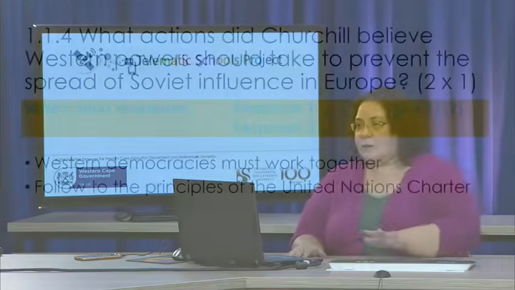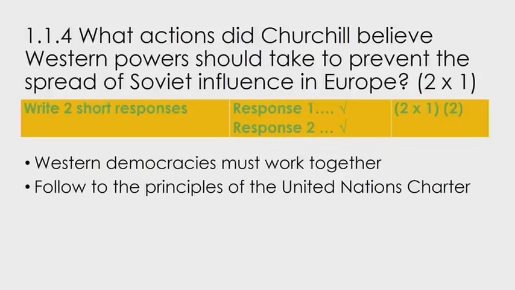All right, let's go on. At 1.1.4, it's our last one now, that deals with the origins of the Cold War. At 1.1.4, what actions did Churchill believe Western powers should take to prevent the spread of Soviet influence in Europe? Watch the mark allocation over here. This time it's 2 times 1. That 2 times 1 indicates that we are going to offer 2 short responses, and in return for each of our short responses, we will be awarded 1 mark that will then total the 2 marks.